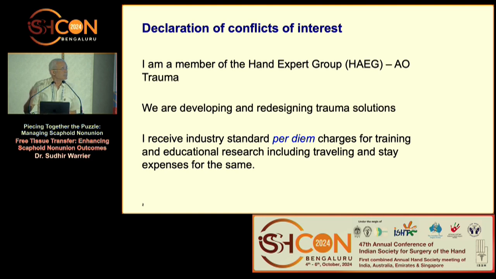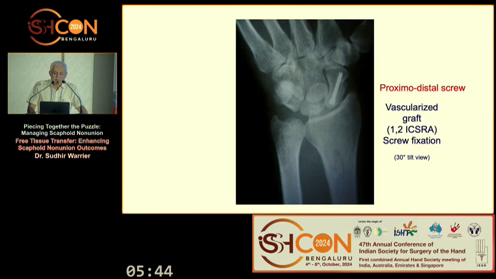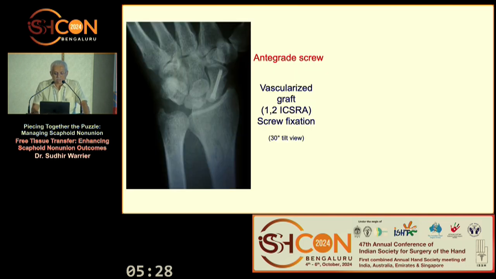When you have tried everything, all the above, and you still have a non-union, is there one last throw of the dice that you still have in your hand? So here's a patient, a young adult, in whom I did a vascularized 1-2 ICSRA graft, which should have had a 70-80% union rate, with a screw fixation that is supposed to increase the stability and therefore the chances of union.